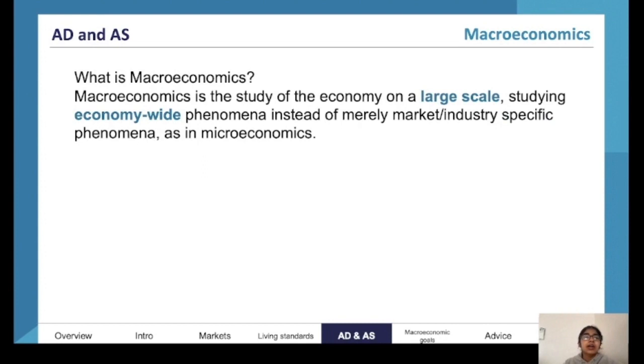Okay, so now we're going into macroeconomics. Macroeconomics is the big picture of economics. It's the entire economy as a whole. So we're not looking at specific industries anymore, we're looking at the whole economy.